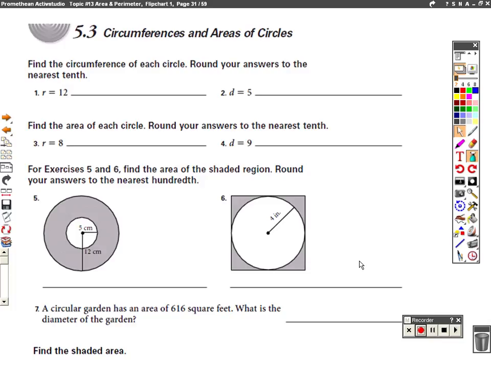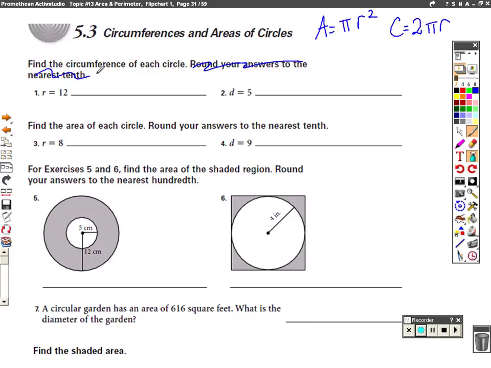All right, moving on to 5.3, we are talking predominantly about circles. So let's remind ourselves of the equations that we need for circles. The area of a circle is equal to pi times r squared, and the circumference of a circle, which is really the same thing as perimeter, is 2 pi r. And we're going to leave all of our answers in terms of pi. We are not going to follow any directions that talk about to the nearest tenth, etc.